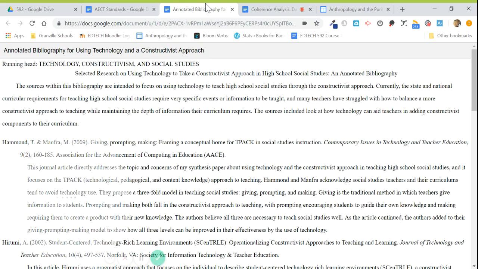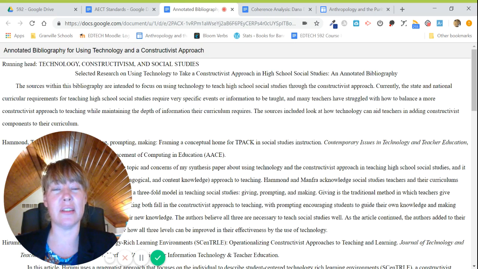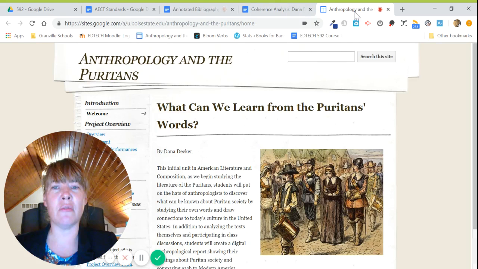I did an annotated bibliography as I was studying constructivism and trying to figure out how that changed or would change the way that I taught history. But I think that of the research that I did, one of the ways that I really used my research was in the PBL unit I did for the project-based learning class. It was about anthropology and the Puritans.